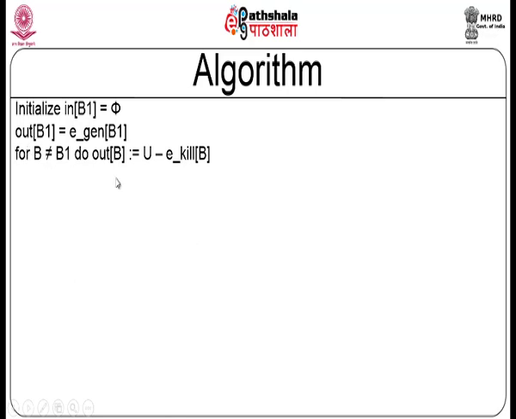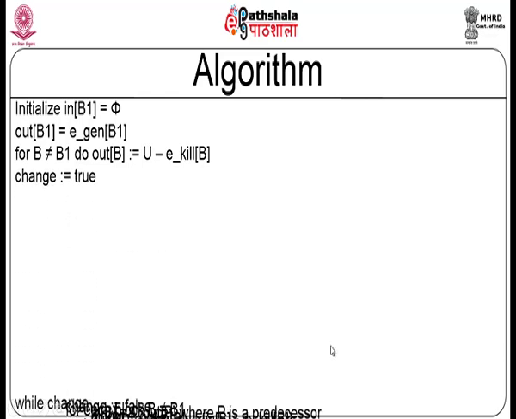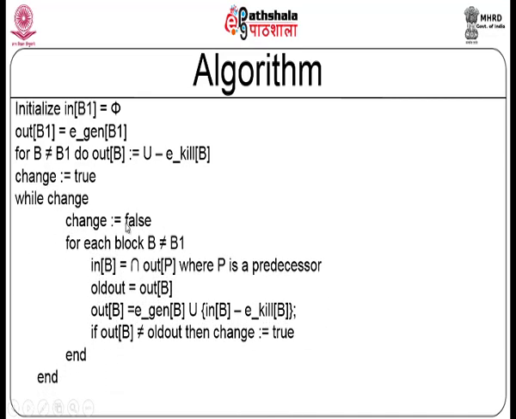And for B not equal to B1, out of B will be U union minus E kill of B. Now, what is U? U is the list of available expressions we already have, and what is killed by that should be subtracted, and that will be out of a particular block B. Now again this B should not be equal to your B1, which is the first block of your control flow graph. Again you are going to use a flag variable called change, and here change is equal to false.